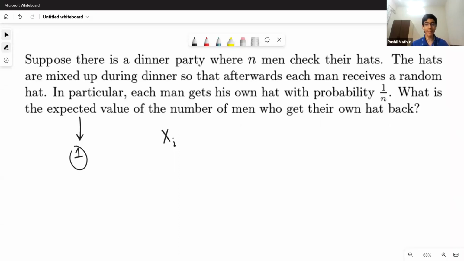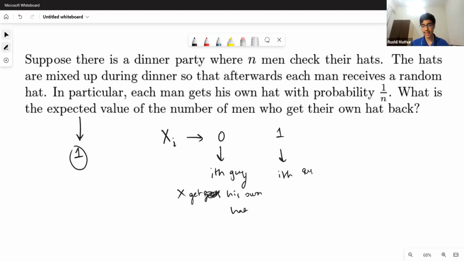So you define an indicator, basically a random variable that takes 0 and 1. Xi is 0 if the ith guy doesn't get his own hat, and 1 if the ith guy gets his hat.